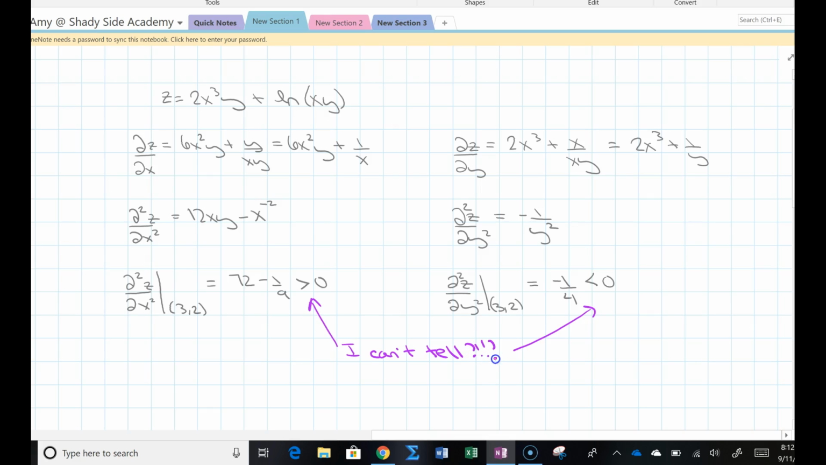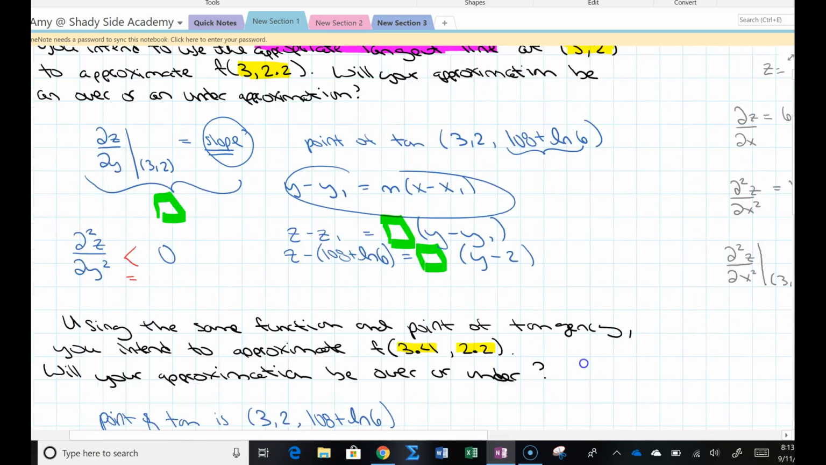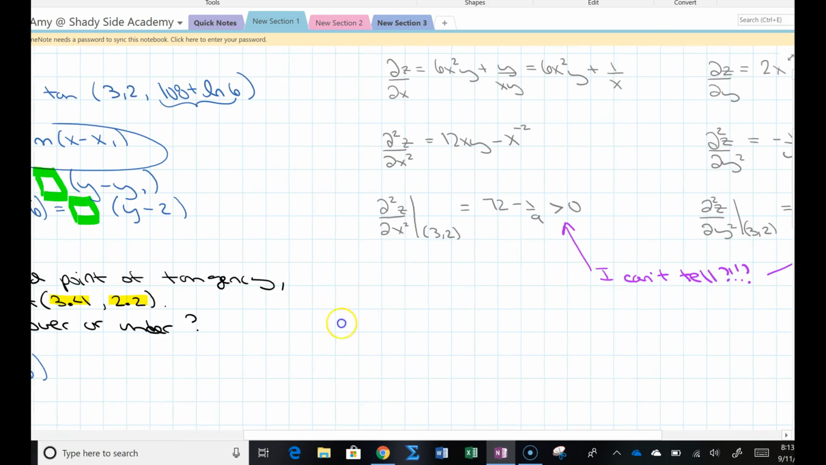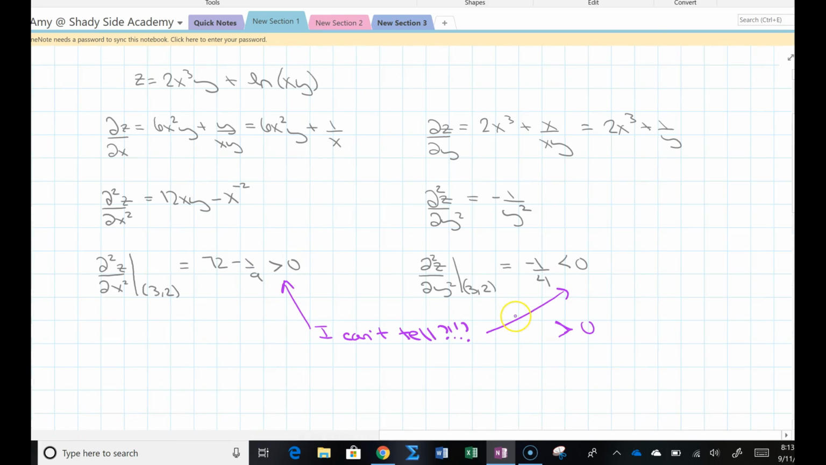And I would say to you, nope, that's not correct. You absolutely can tell. And I guess my other question to you is this. Even if they had both been the same signs, let's just play with this idea. Let's say that we found that this second derivative was positive and we found that this second derivative was positive. Would we then be correct in concluding that the approximation at 3.4, 2.2 would also be an over approximation?